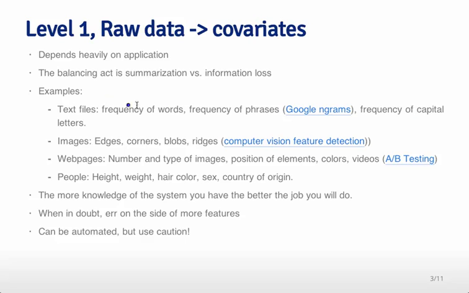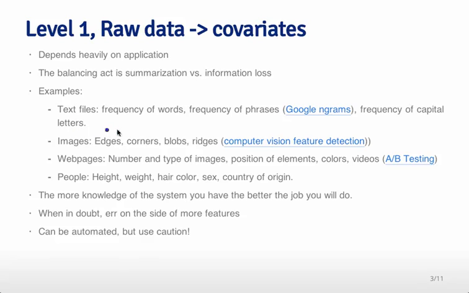The balancing act here is definitely summarization versus information loss. In other words, the best features are features that capture only the relevant information in, say, the image or the email and throw out all the information that's not really useful at all. So the idea is you have to think very carefully about how to pick the right features that explain most of what's happening in your raw data.